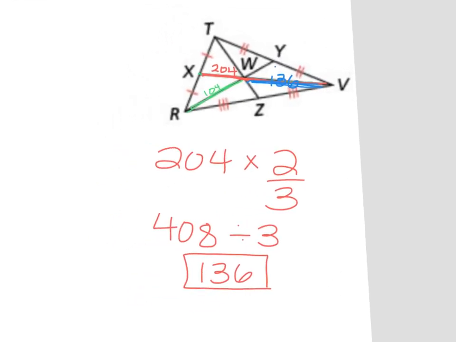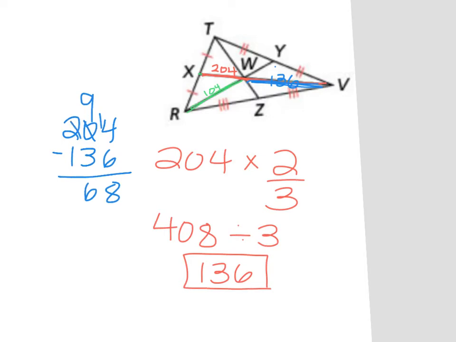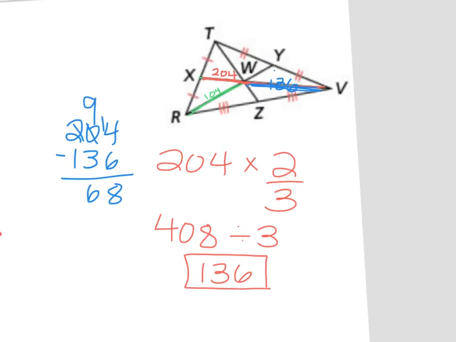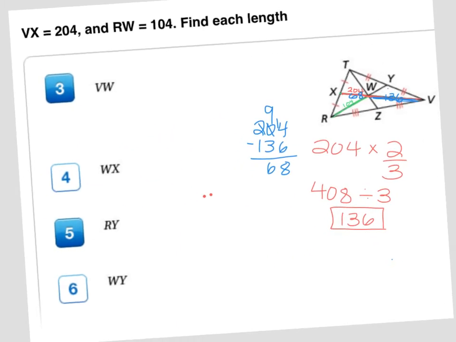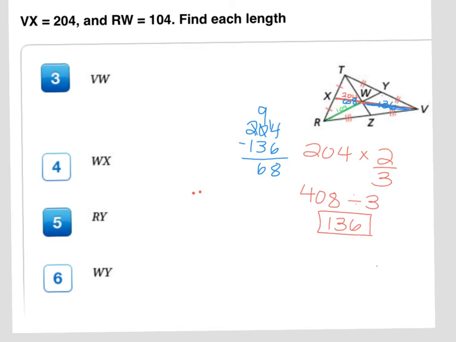So you can either do the 204 times a third, right? Or do the 204 minus 136 to find XW, which would be 68. So you could either divide 204 by 3, or you could just subtract what's left. So VW is what we found first, 136. WX is 68. So those are the only two ways you can figure it out? Yeah. I mean, you have to basically take your segment and divide it into thirds.